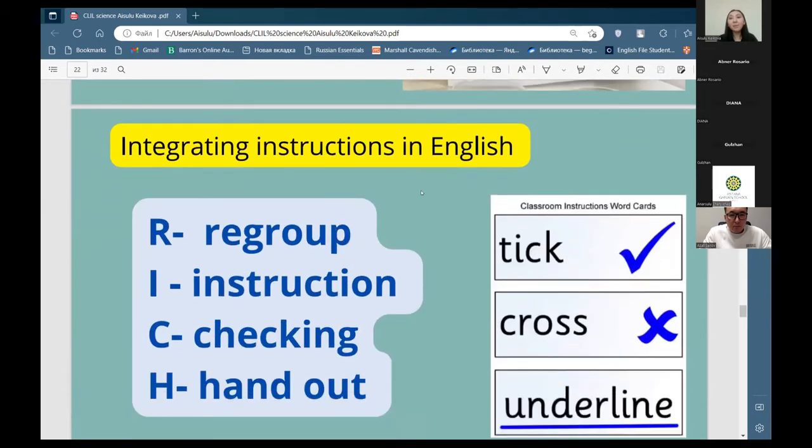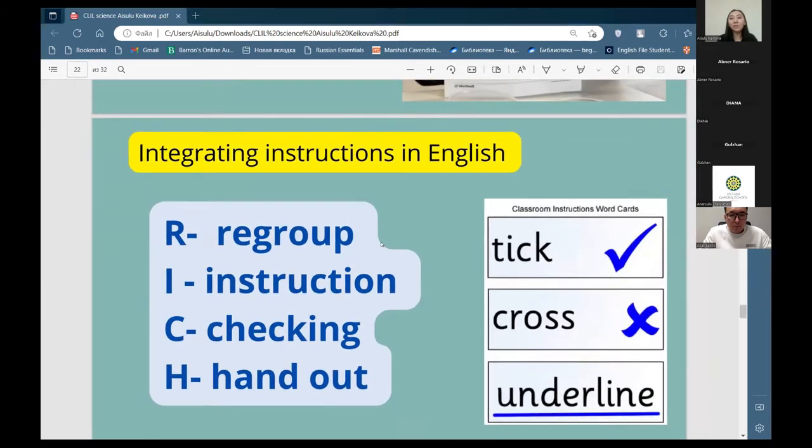Next is another way of introducing more English into the classroom. Here I'm going to talk about instructions, which is another challenging part of teaching science, especially when we do complex tasks, let's say experiments, demonstrations or tests. There is a small secret of how to give instructions in the right way. It's abbreviated as REACH.